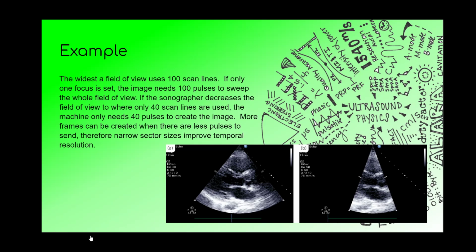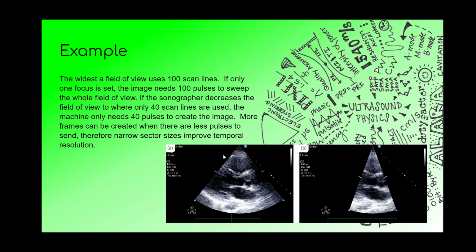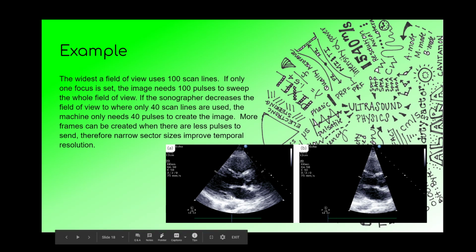So here we can see in the example, if we use the widest field of view that maybe uses 100 scan lines, and we only have one focus set, we're going to need 100 pulses to create this picture. If we decrease the field of view where only 40 scan lines are needed to create the image that we're looking at, now we've reduced the pulses that we need down to 40. So it makes sense then that this picture will be made much quicker than the full field of view.